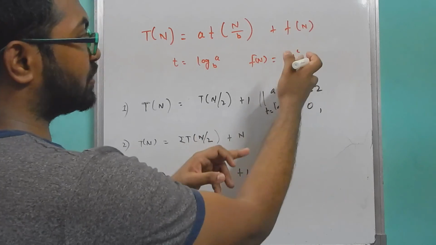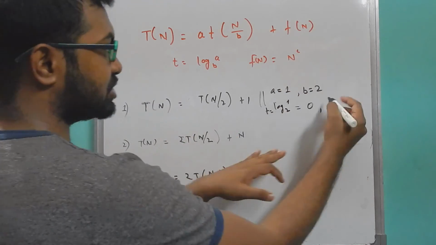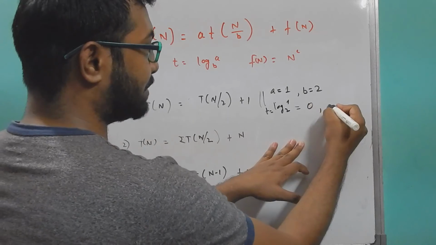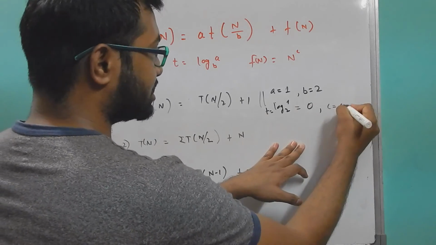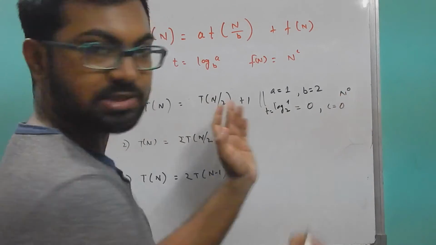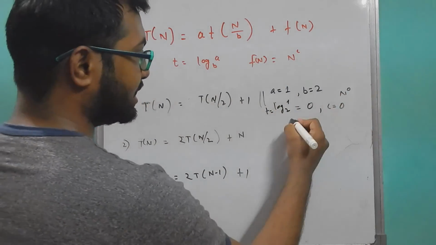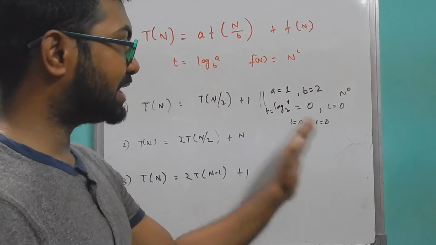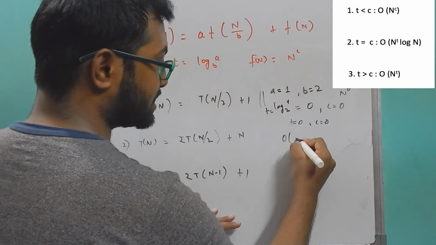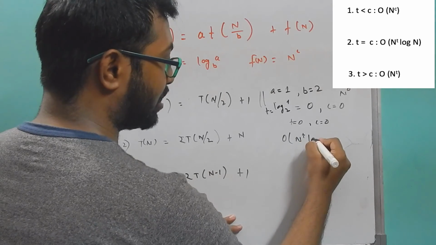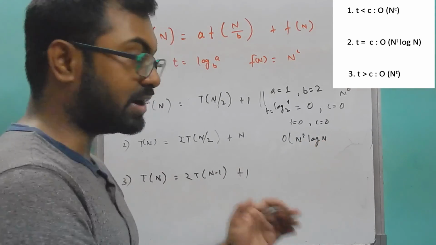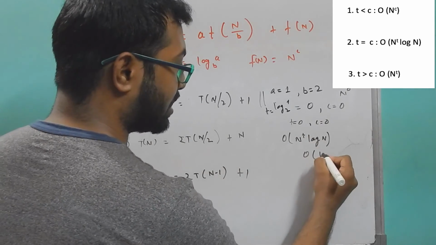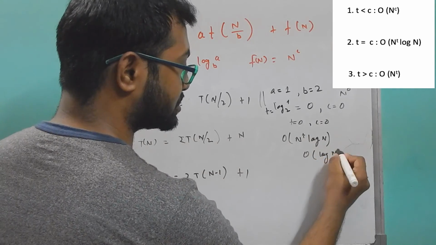And what is the value of c here? Because f(n) is equal to 1, that means n to the power c is equal to 1. So that means c equals 0, because n to the power 0 is 1, right? So in this case, t is equal to 0 and c is also equal to 0. So the time complexity becomes n to the power t times log n, right? And t is equal to 0, so it becomes O of log n base 2.